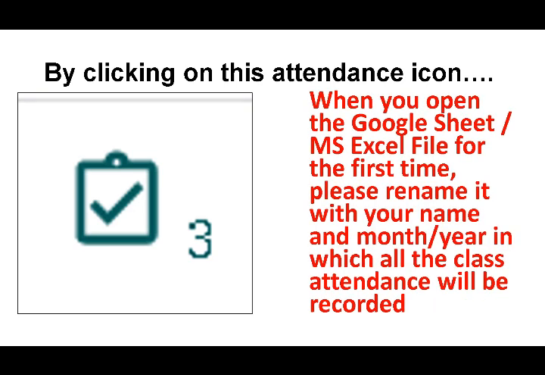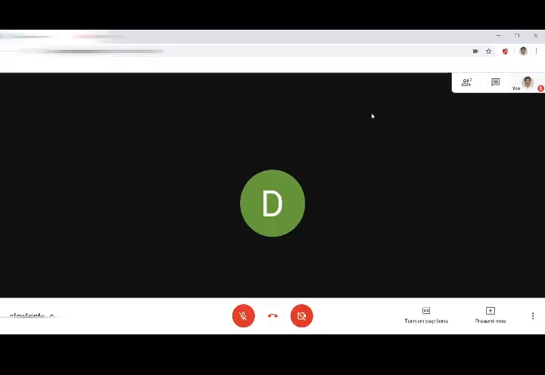When you open the Google Sheet or Excel file for the first time, please rename it with your name and the month and year, in which all the class attendance for that particular month can be recorded. Google Meet. Click on the people icon.